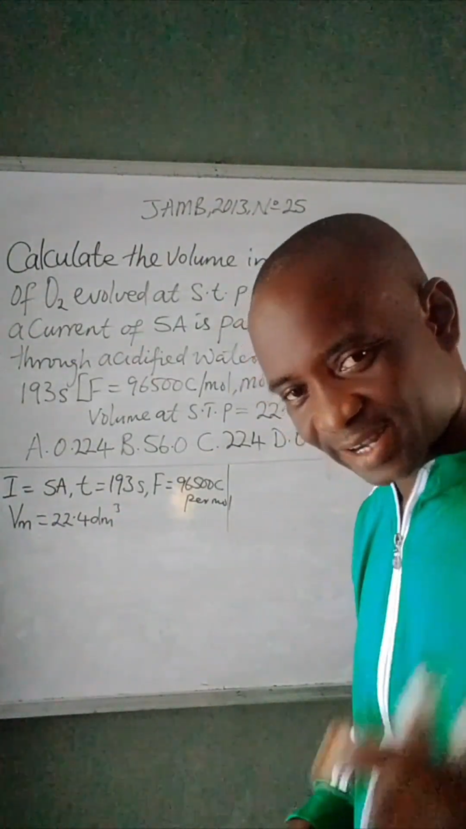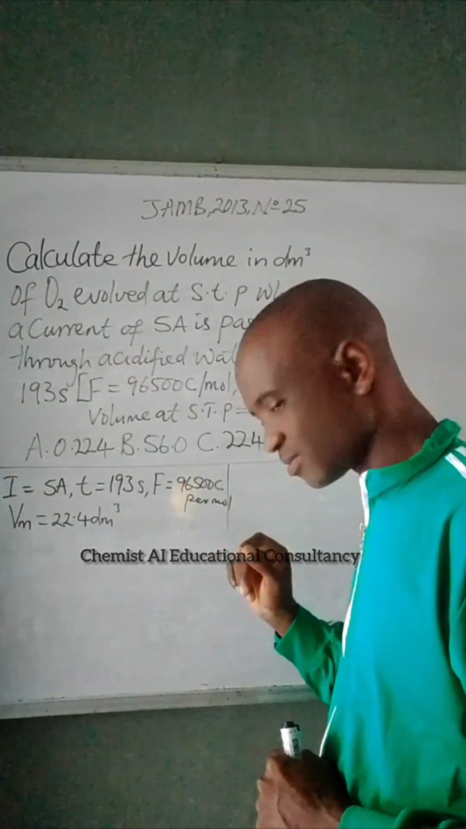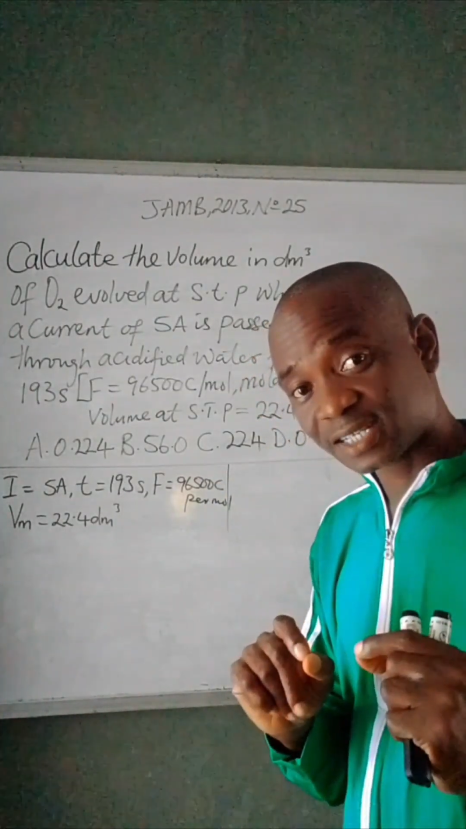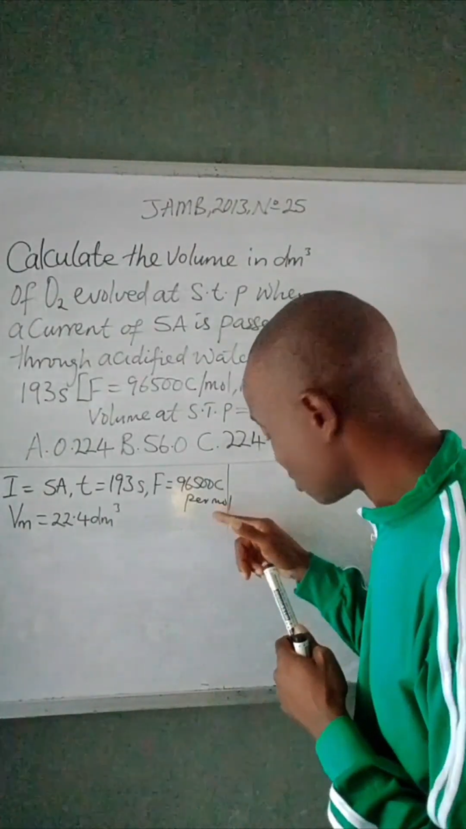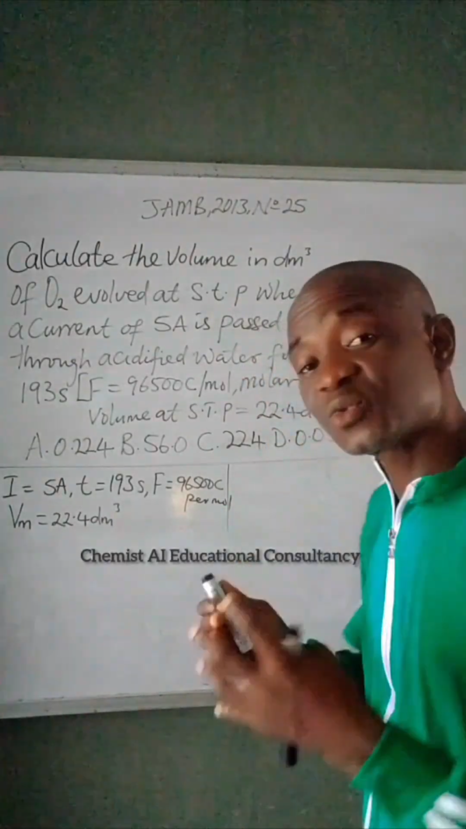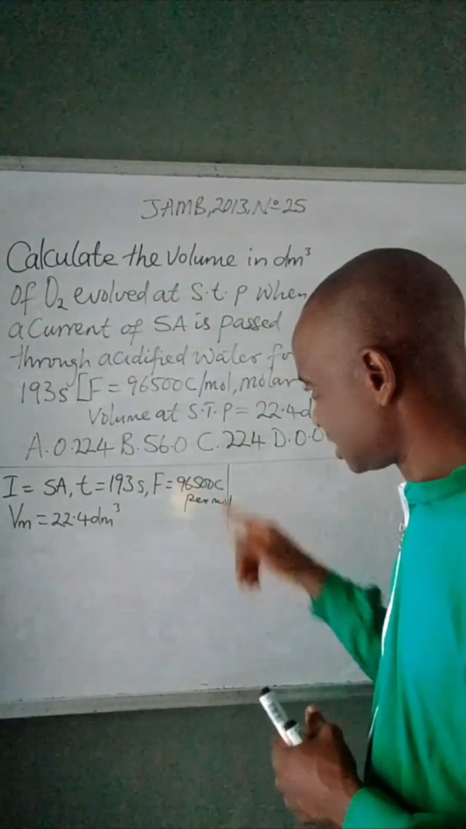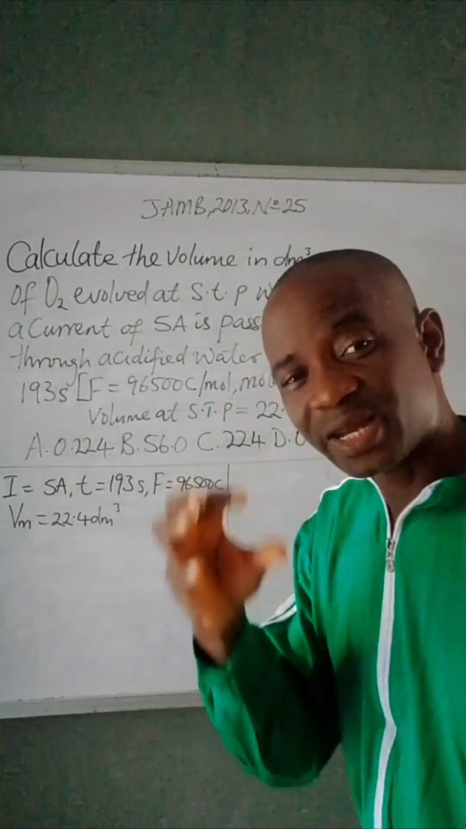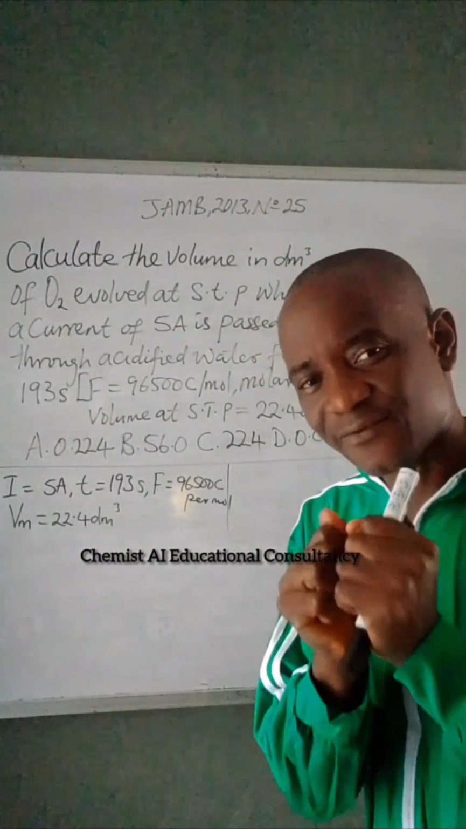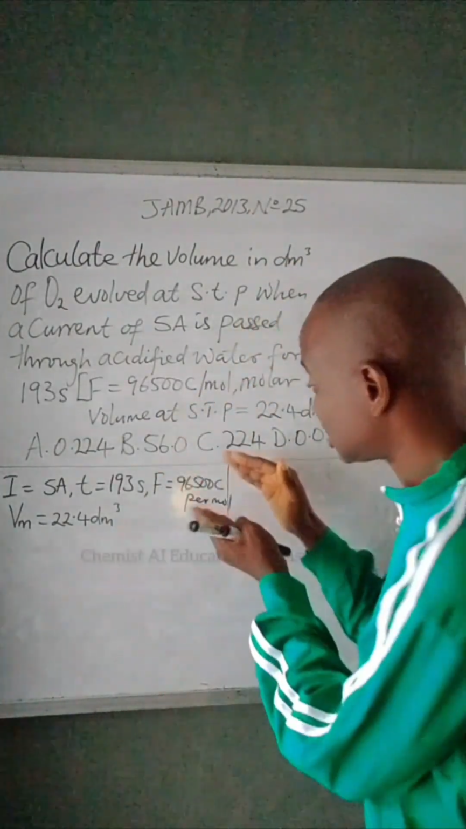Now, before we go further, understand something. This 96,500 coulombs is the quantity of charge per mole of electron. So this mole is mole of the electron, but we don't know how many moles of electron are involved here because this is just a standard. We are now going to calculate the quantity of charge involved in the number of moles of electron in this question, because this is a standard.